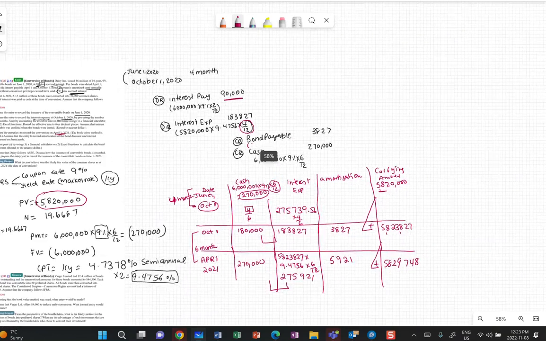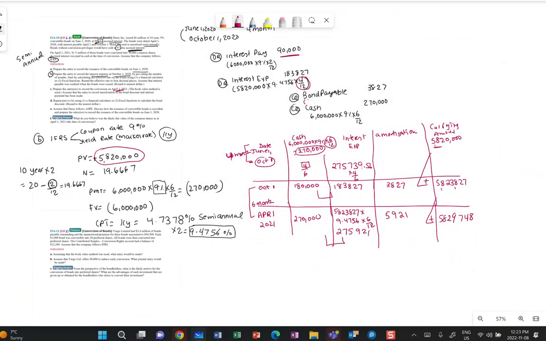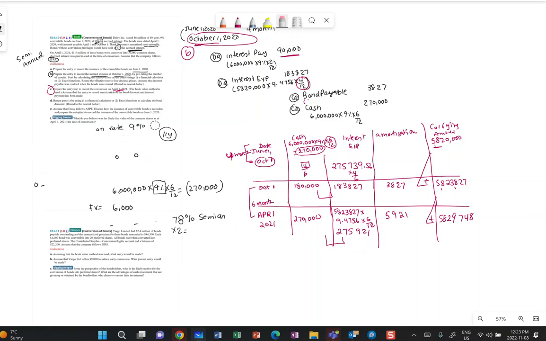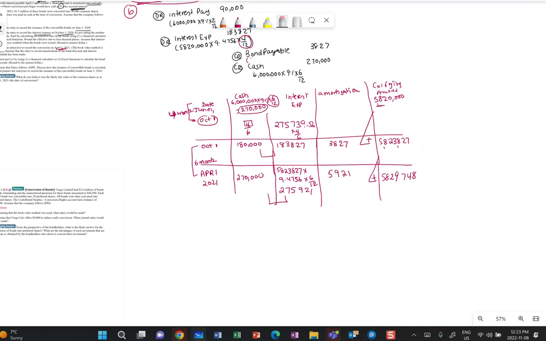I'm now going to complete the whole table because the question is only asking us to do an entry on October 1st, and then the C part is asking you to do an entry on April 1st. So this was the entry on October 1st. That will be the answer for B. Now I'm just going to erase this, and then I'm going to do an entry for C, which is your April 1st. Once you do the table, it makes your life easier.